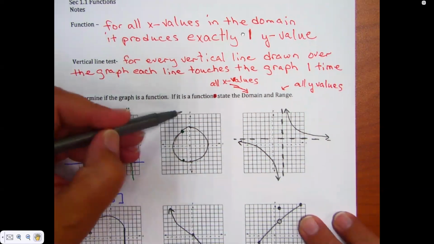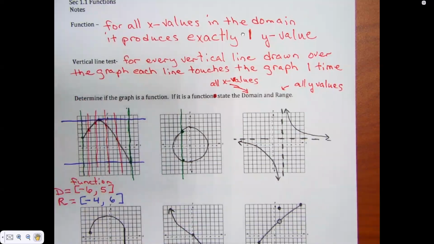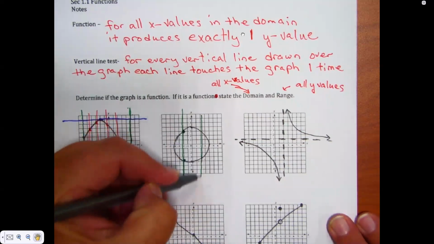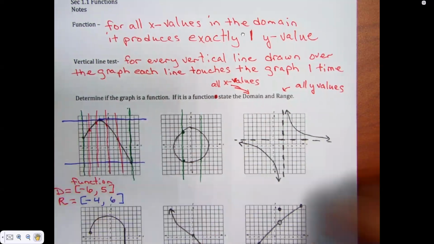Or I could just do the vertical line. I touch it once, I touch it twice. Wherever I touch it, that's a Y value. So there's a whole bunch of lines, right? That it definitely does not pass the vertical line test. I definitely have more than one Y value at some X value. Not a function. On the homework, you'll just click not a function.